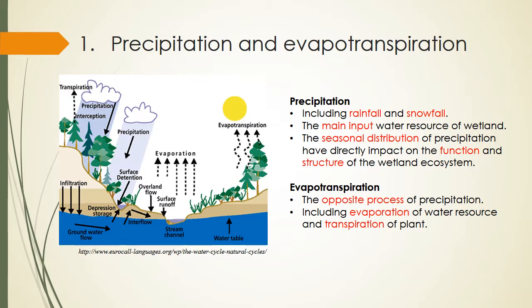Another aspect is evapotranspiration. It is the opposite process of the precipitation, which includes the evaporation of the water resource and the transpiration of the plant.